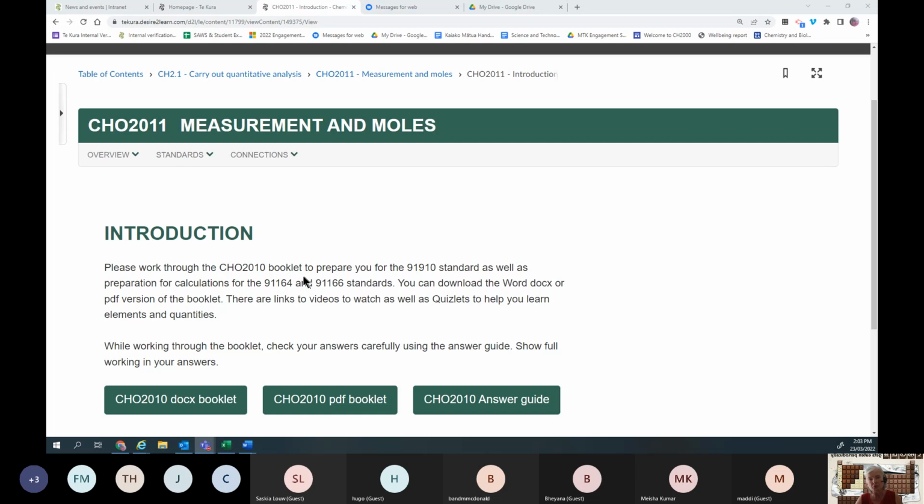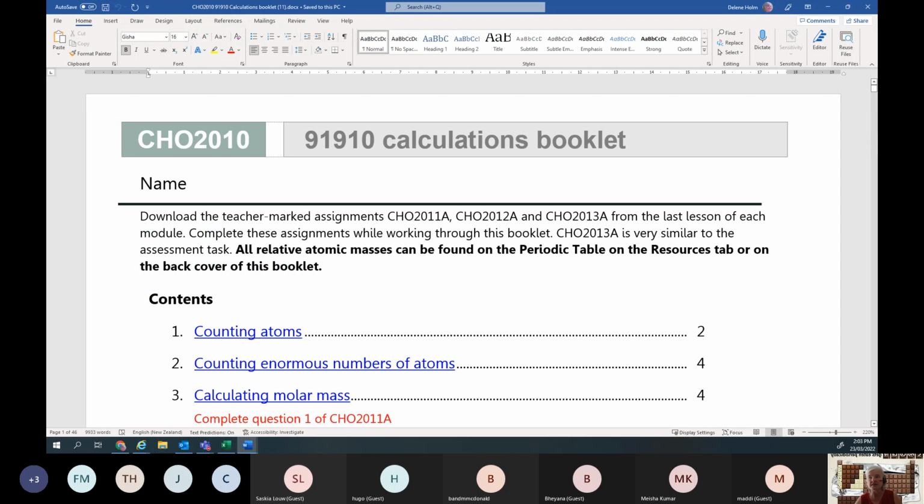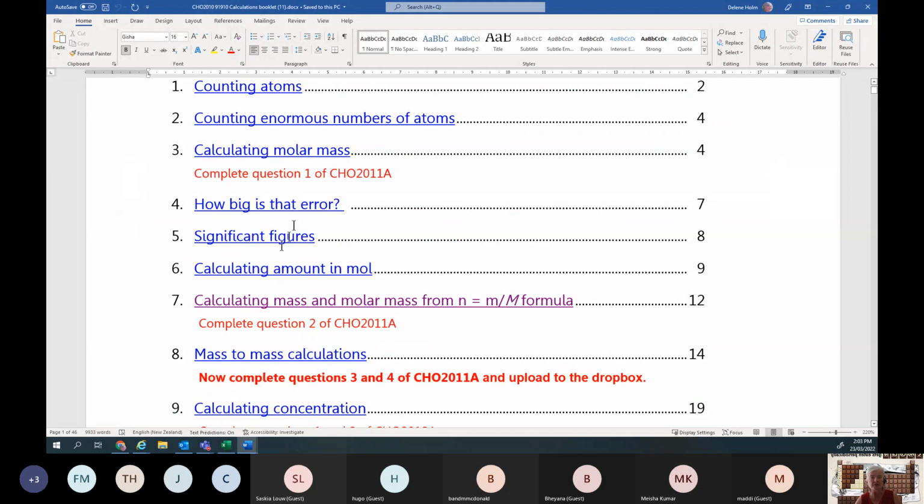Just a note, please do not work through the modules. I mean, you're welcome to have a look at them, but the calculations in chemistry and also for the titration standard is done all through the booklet. And you only go into the modules when you are ready for the teacher marked assignment. So this is what the booklet looks like. And you'll see at certain points in the booklet, they will tell you to answer questions as you go through. And when you finish this bit over here, you complete your final questions and upload to the Dropbox. So you would have to go into the module in the last lesson to find this teacher marked assignment.